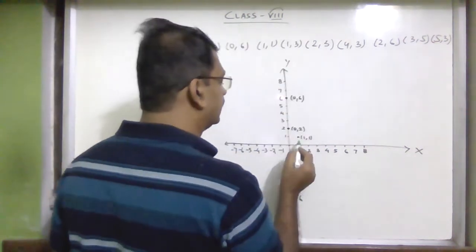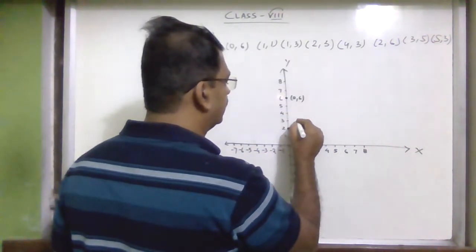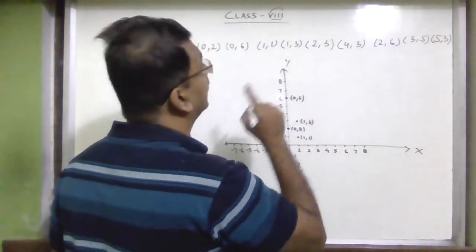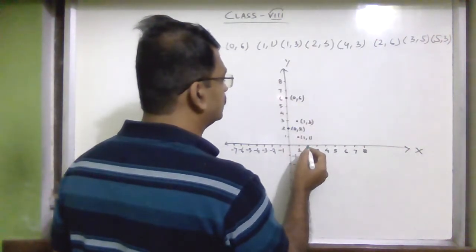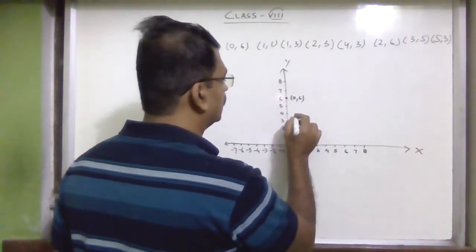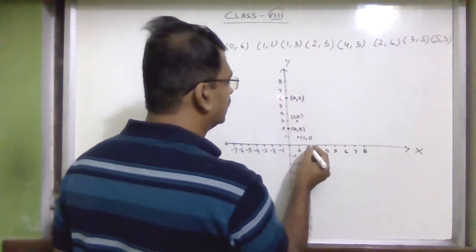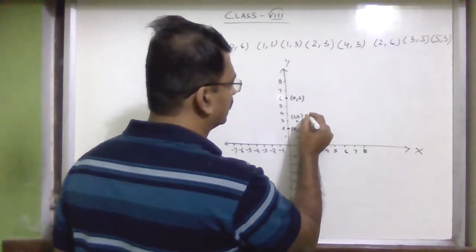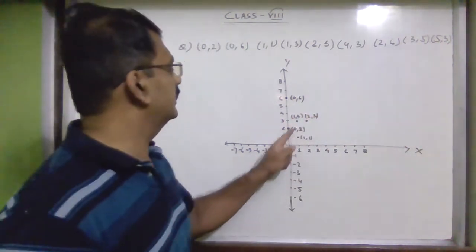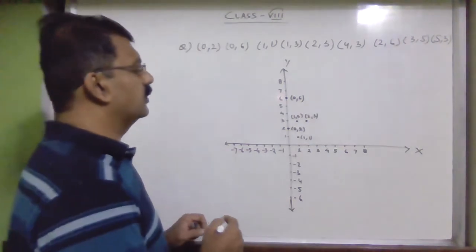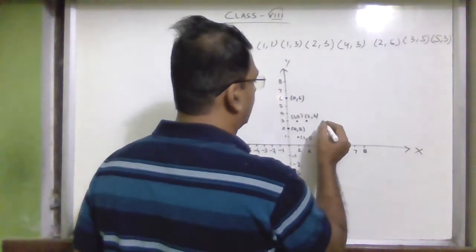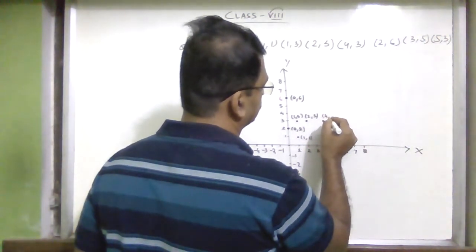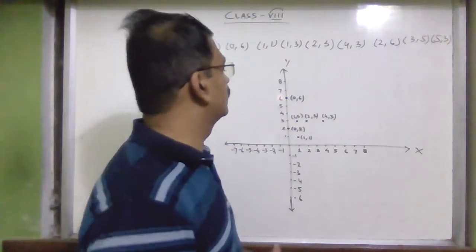Then next is (1,3). So this point is (1,3). Okay. Then (2,3). This is 1, 3. This is 2 and this is 3. So this point is (2,3). Then (4,3). So this is 4 and (4,3) is here. Okay. This is (4,3).